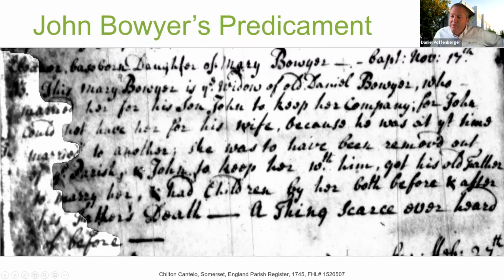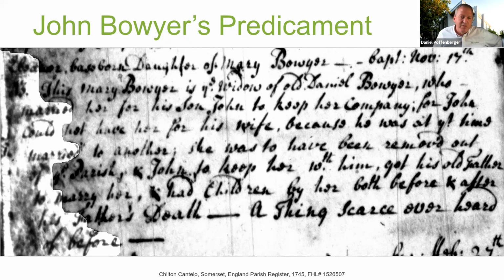She was to have been removed out of the parish, and John, to keep her with him, got his old father to marry her and had children by her both before and after his father's death, a thing scarce ever heard of before. So you get this brilliant story behind it, which actually teaches a lesson about illegitimacy and residency and removal. And so John's solution was to get his dad Daniel to marry his mistress to keep them in the parish. So again, you wouldn't find that in an index, so never trust a transcript or whatever.